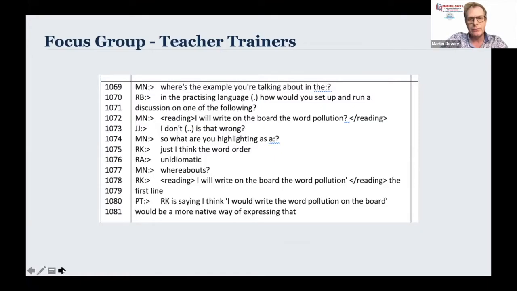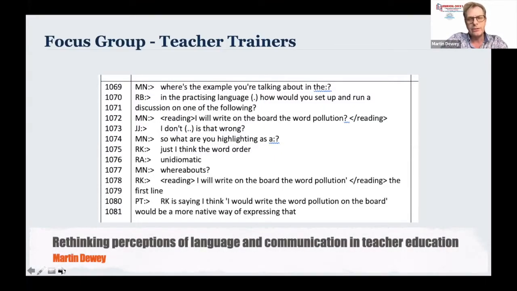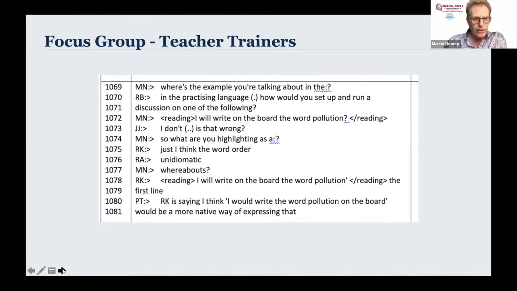They're here talking about a trainee teacher's language awareness task. The trainee teacher was asked to do some sort of language awareness task, and then the trainers were discussing that task and commenting on it. What's interesting is how, quite early on in their conversation, they orient to notions of correctness.